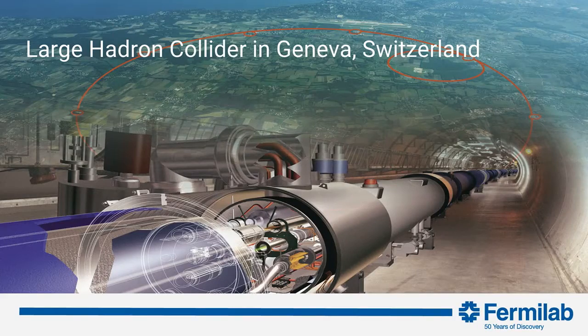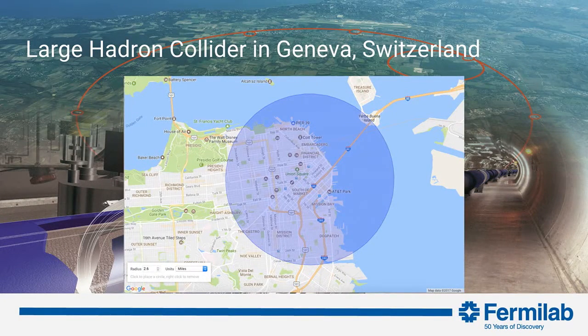I should mention, we're also the largest computing facility for high-energy physics outside of CERN in Geneva. And to do high-energy physics, to probe these extremely small scales, you need extremely big machines. This is the Large Hadron Collider in Geneva, Switzerland. The ring is about 17 miles around, and to give you an idea, if it was centered here, it almost stretches out to the Presidio. So it's a big machine.